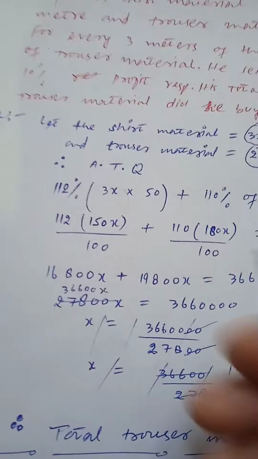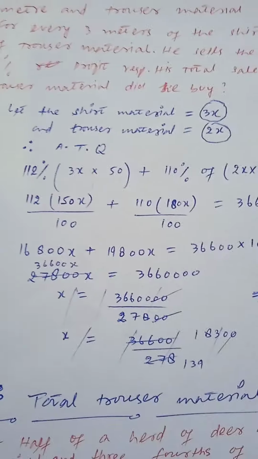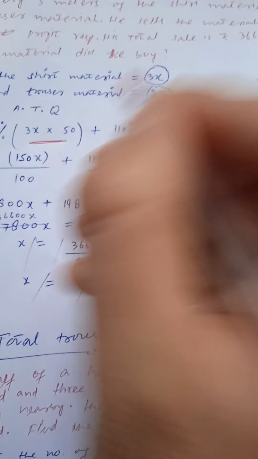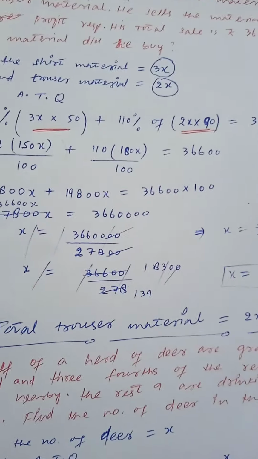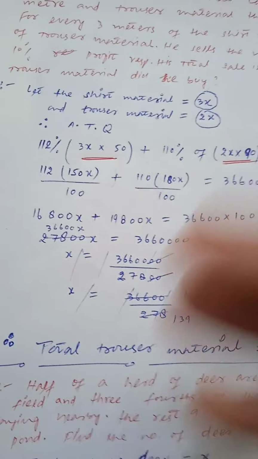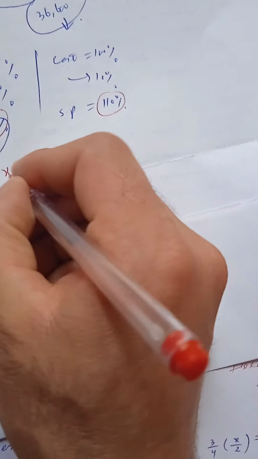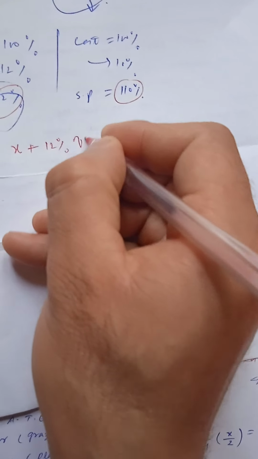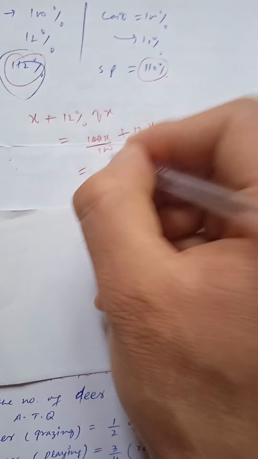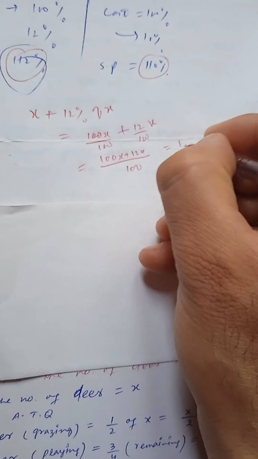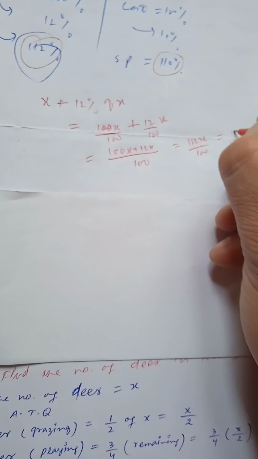That's why I have written here, if you see my notes, 112% of this, where 3x into 50 is the cost price of shirt material, and 2x into 90 is the cost price of trouser material, and 110%. I told you how to get this 110%, how to get 112%. This is a shortcut, otherwise it becomes lengthy if I write x cost price plus 12% of x. We can write x into 100 by 100, because 100 cancels, it is x as it is, plus 12% means 12 by 100 into x, so the denominator is the same: 100x plus 12x, that is 112x divided by 100. So 112 by 100 is actually 112% of x. It becomes a lengthy process, that's why I have written in short.